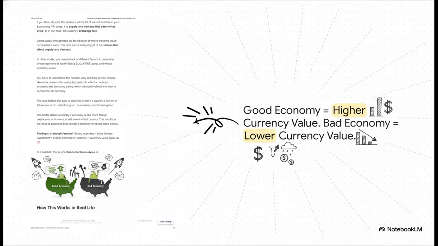And this slide just nails the whole concept perfectly. I mean, you can see the main idea right here. A good, healthy economy usually means a higher currency value. A weak economy, a lower currency value. It's this direct relationship. As the source material so brilliantly puts it, when a country's economy is rockin', investors pile in, and the currency gets stronger. When it sucks, well, the exact opposite happens.